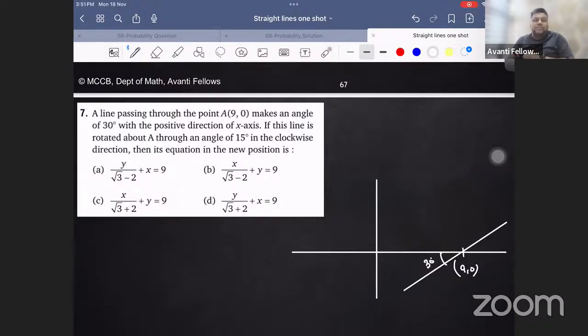Now, if this line is rotated about A through an angle of 15 degree, you have rotated this line by an angle of 15 degree in clockwise direction. So the line goes like this. So the inclination of the line in this case comes 15 degree. Am I clear? Equation of the new line in the new position will be what? y minus 0 is, inclination will be tan 15 degree, into x minus 9.